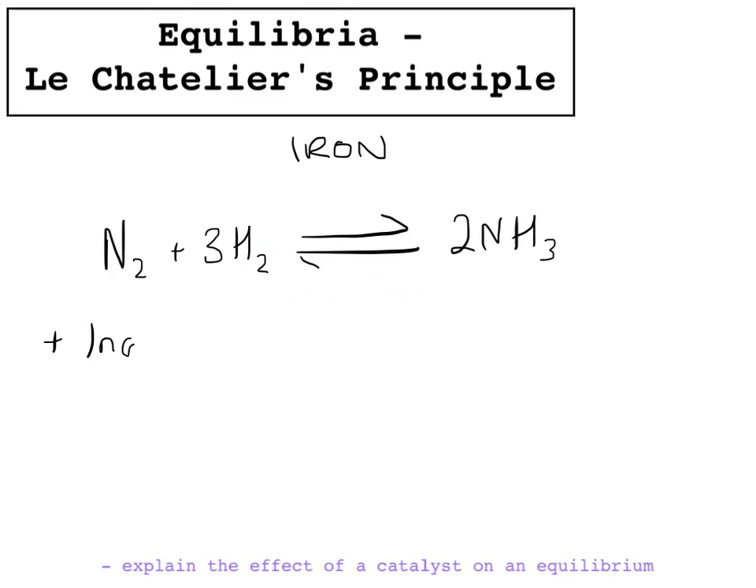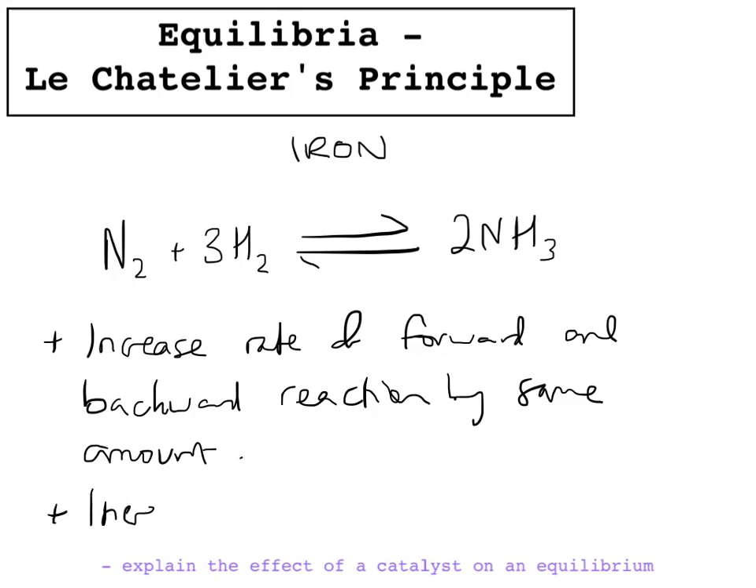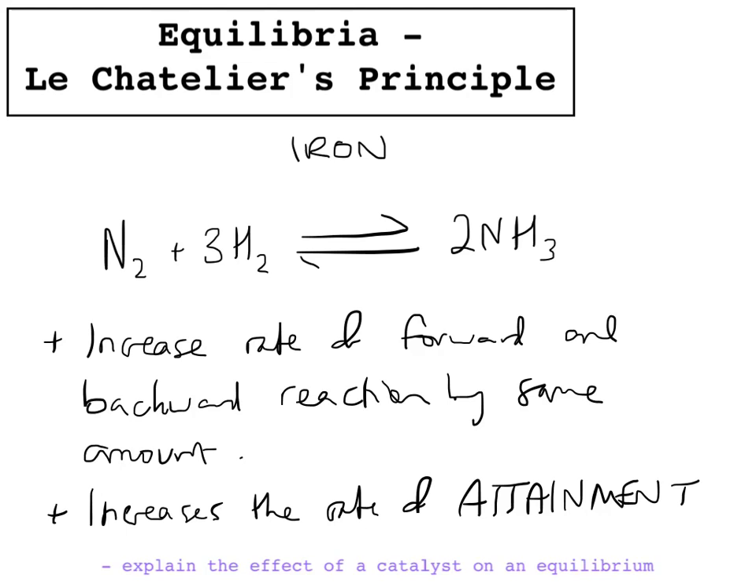So it increases the rate of forward and backward reaction by the same amount, and therefore does not shift the reaction in either direction. What it does do is it increases the rate of attainment of the equilibrium. So what will happen is the reaction will reach equilibrium quicker if a catalyst is there.